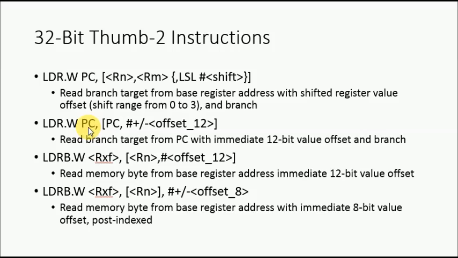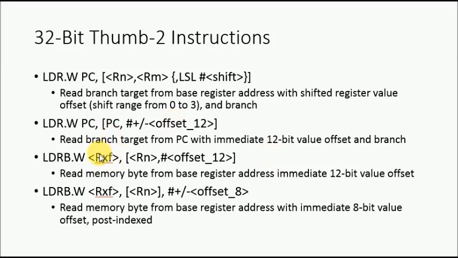Here the physical address is calculated where the base address is present in the RN register, the offset is provided immediately in the instruction, and base address plus offset acts as the physical address, and the data which is present at that physical address will be transferred to the register RxF. We have to specify that here in the instruction.